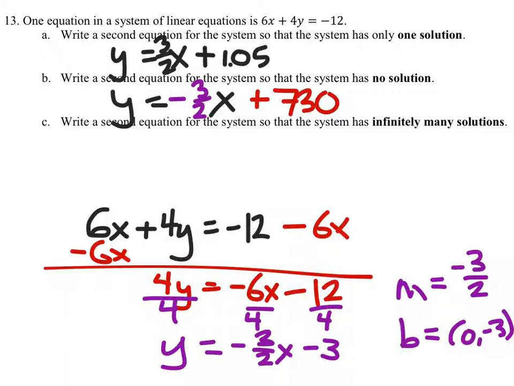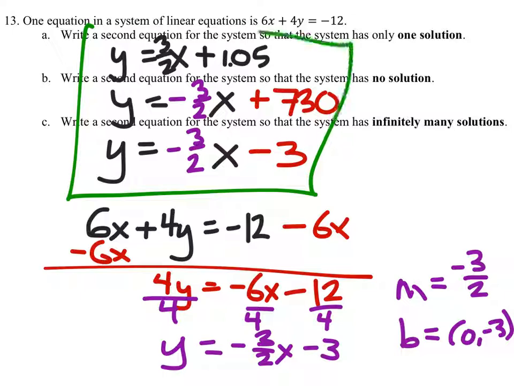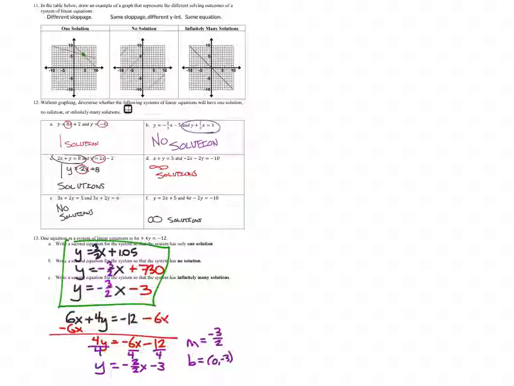Next up is infinitely many solutions, which is y equals... this one we want the same slope, negative 3/2 x, and the same y-intercept, which is negative 3. There they are, all three of them. That's how you do it. All right, well there's the whole page if you guys like it. Well, even if you don't like it.